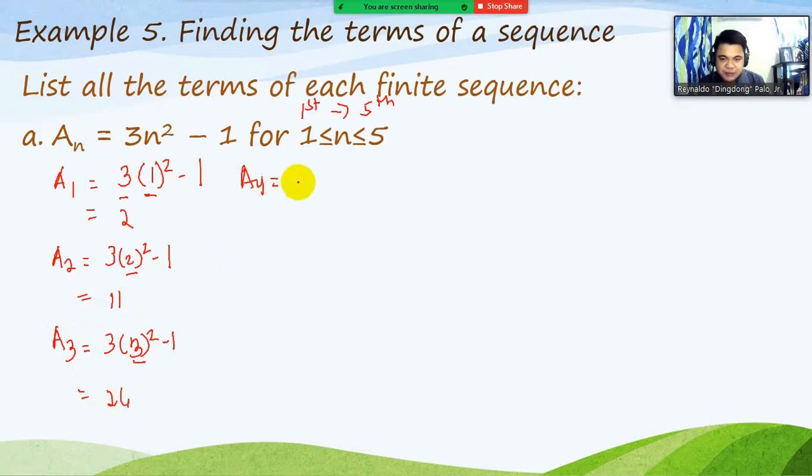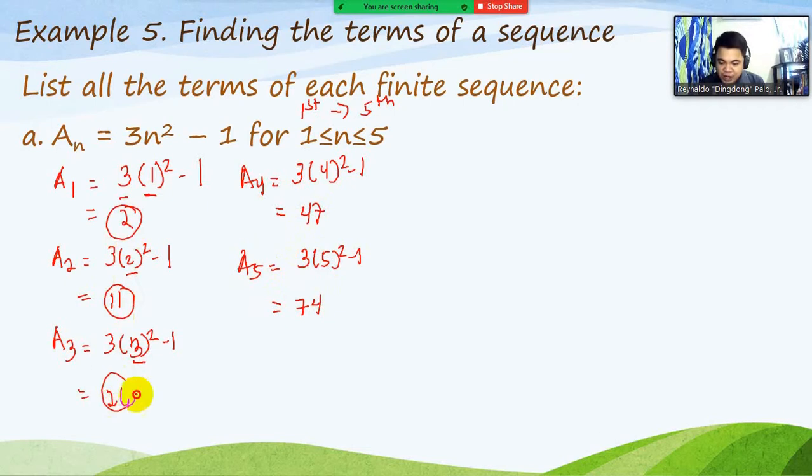Let's have the fourth term. Change all n to 4. 3 times 4 squared minus 1. And the next thing is 4 times 4 is 16, times 3 is 48, minus 1 is 47. Next, last, a sub 5. 3 times 5 squared minus 1. Then 5 times 5 is 25, times 3 is 75, minus 1. So therefore, a sub 5 is 74. These are now the 5 terms that we are looking for.